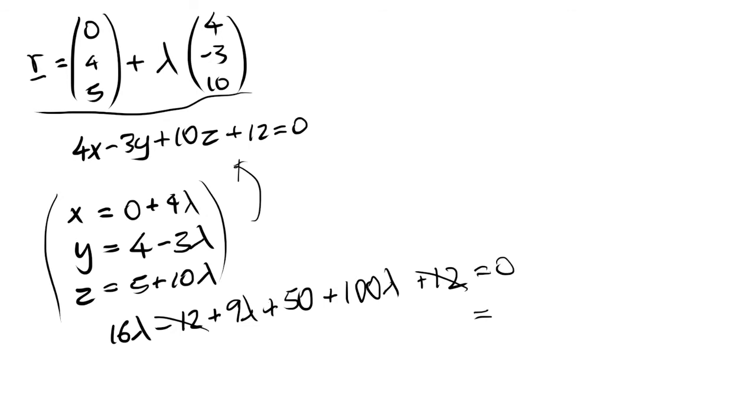Sorry about that. So we have minus 50 on the right, then we have 16 plus 9, 25, plus 100, 125 lambda, and that would give me lambda is, let's see, 25, 10, and that is just minus 2 on 5. So that's the separation between D and the plane.